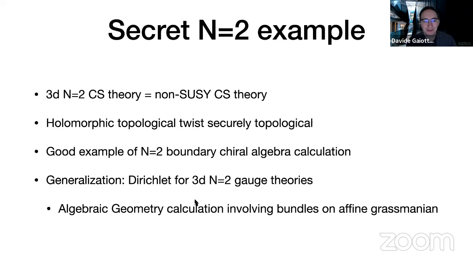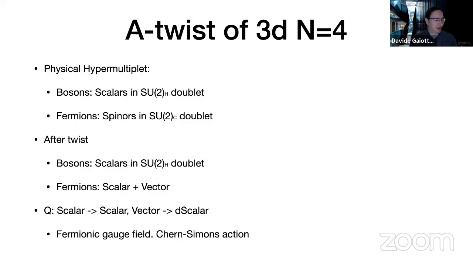Now, for the rest of the talk, I will focus on three-dimensional N=4 theories. I will discuss the A twist first and then the B twist. So let me discuss the A twist for the simplest three-dimensional N=4 gauge theory, which is just a collection of matter fields, of hypermultiplets. The hypermultiplets are a multiplet of N=4 supersymmetry, which consists just of scalar fields and fermions.